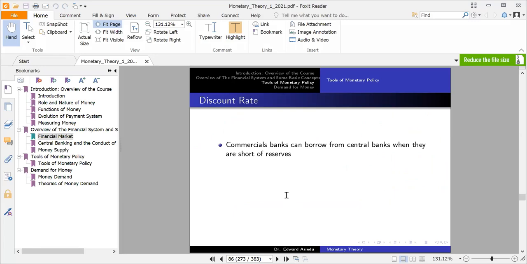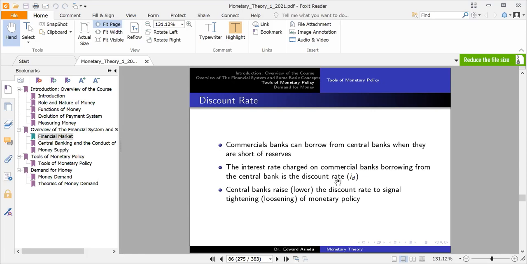Discount rate. The commercial banks can borrow from the central bank when they are short of reserves. So we say the lender of last resort, the discount rate. The interest rate charged on commercial banks borrowing from the central bank is the discount rate. So if the central bank says, okay, if you want a loan from me as a bank, I will charge you 20%, 30%. In the notes, we are denoting that by ID, the discount rate.